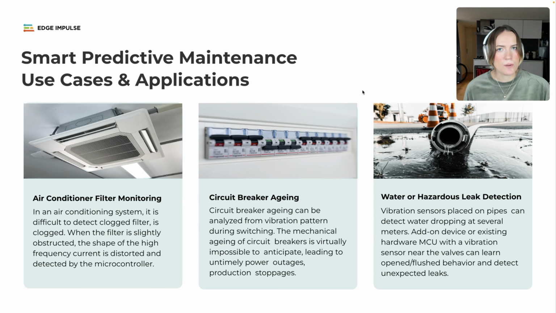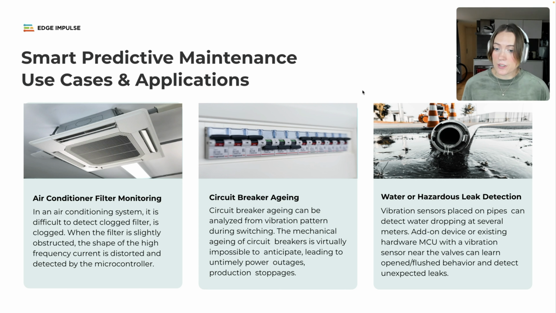So we have various smart predictive maintenance use cases here. We have air conditioner filter monitoring, sort of similar to the vibration use case that we'll go over in the Edge Impulse Studio demo today. But in this use case, when the filter is slightly obstructed, the device can detect the shape of the high frequency current that's distorted. And we can use our anomaly detection model to alert on our microcontroller and tell our maintainers that this air filter is clogged.